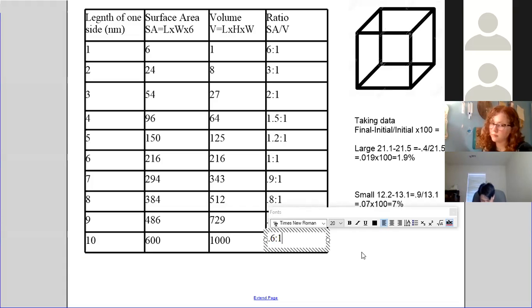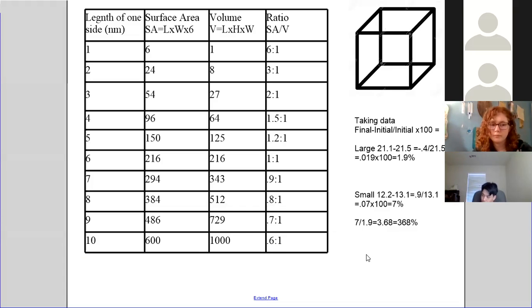0.6 to 1. Okay. What grows faster? What increases faster, volume or surface area? Drop it in the chat. What is increasing more quickly as I increase in size? Does volume or surface area grow more quickly? Which is it?